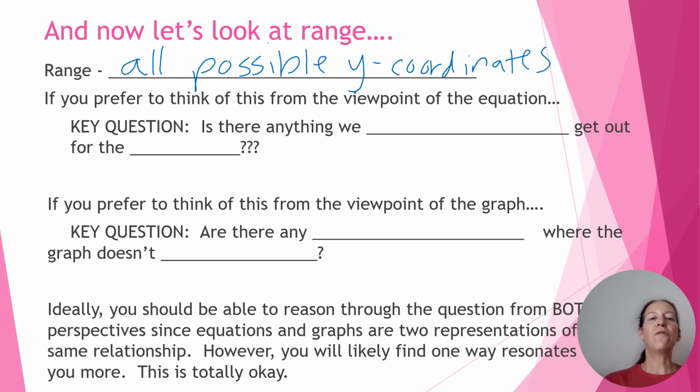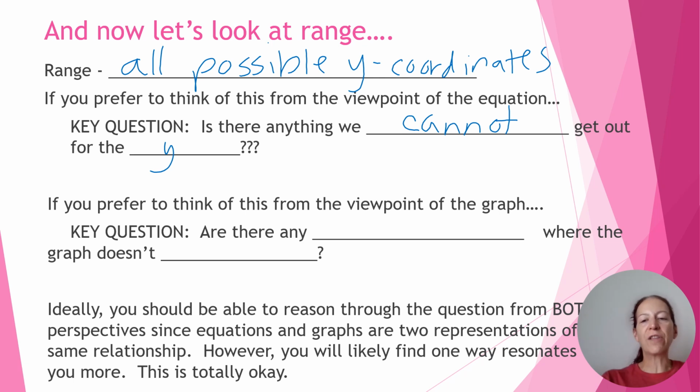All right, now if you prefer to think of this from the viewpoint of the equation, which I don't recommend, it's going to be tough. Like the range is tough to do, but now not with the example that I'm giving you now, because I want to be able to demonstrate that it does work. But yeah, is there anything we cannot get out for the y value? Is there any kind of value that no matter what you put in for x, you could not ever get this number out for y?